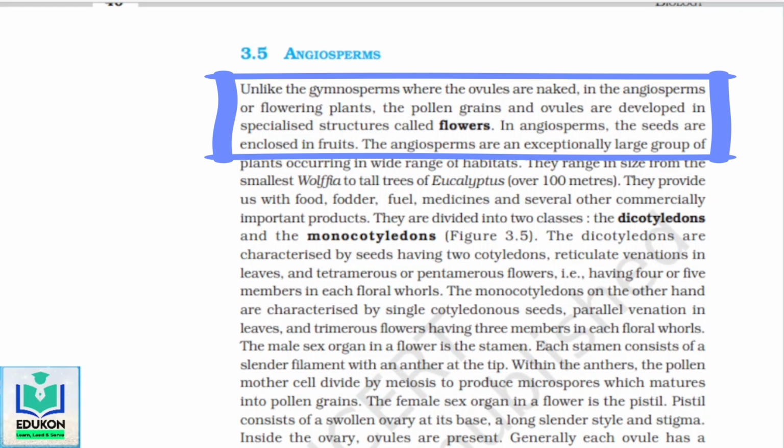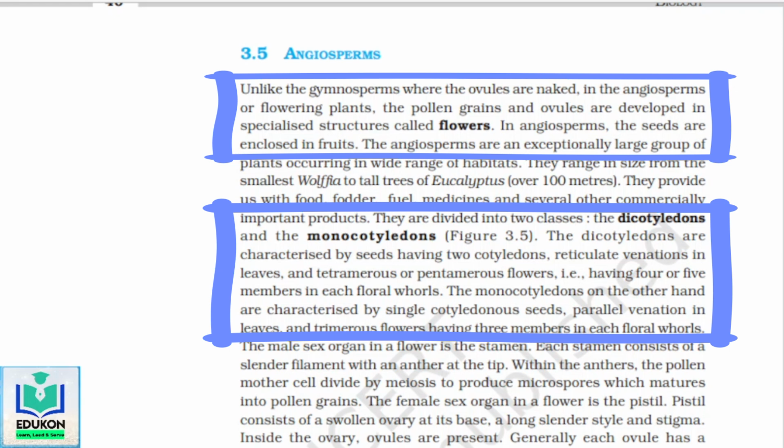They range in size from the smallest Wolffia to tall trees, that is Eucalyptus, which grows over 100 meters in height. They provide us food, water, fuel, medicines, and several other commercially important products.